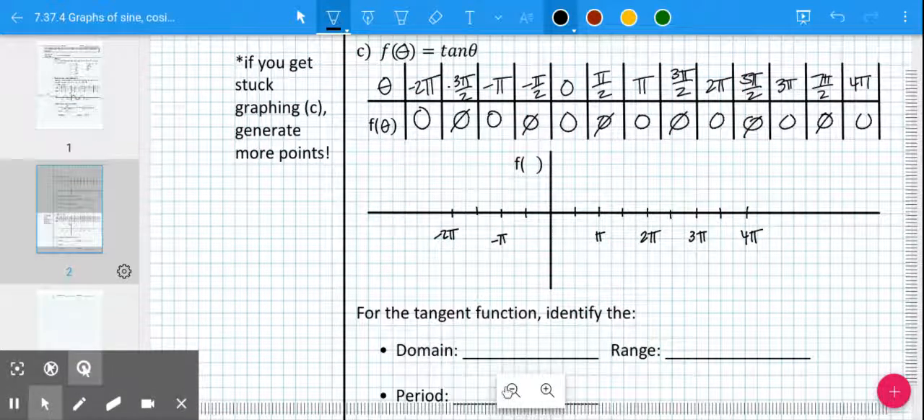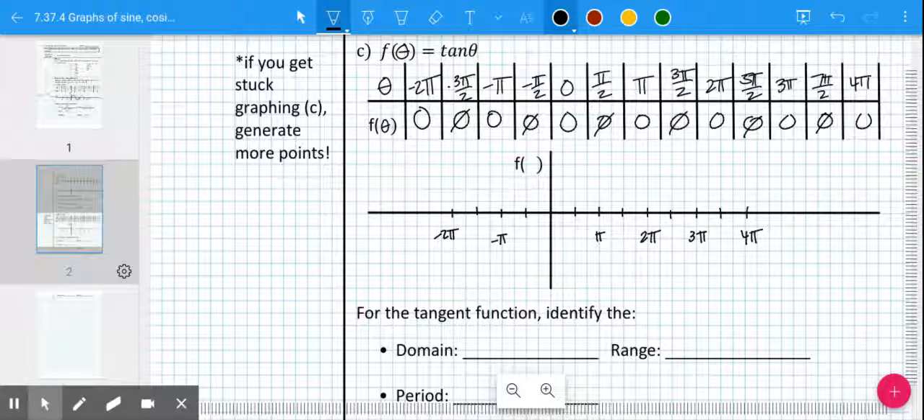And hopefully what you guys saw when you completed your table for tangent was that the only outputs you ever got were 0 and undefined. Well, that's not super helpful. The first thing I want to address is what the undefined look like. All of these undefined outputs are going to graph as vertical asymptotes.